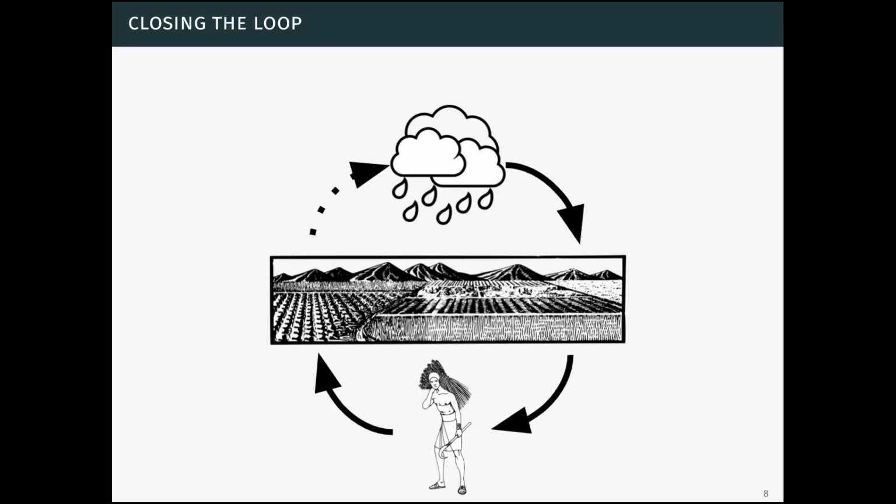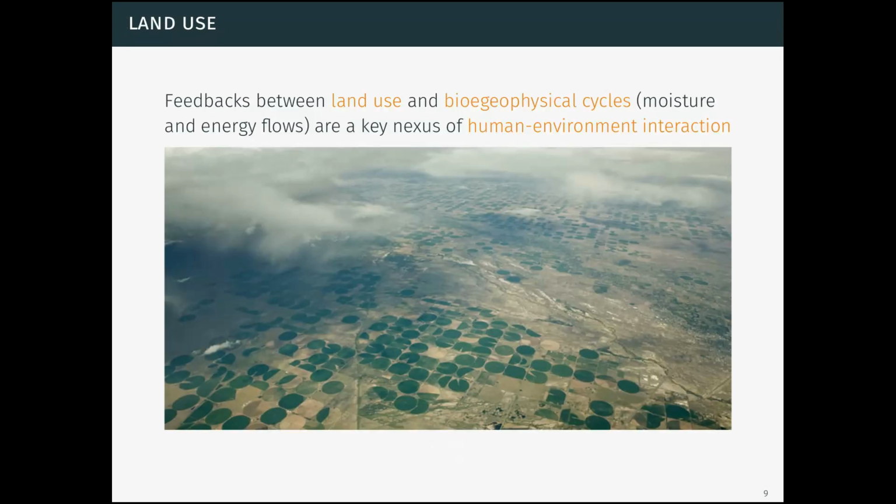But we have a less intuitive understanding of how to close this feedback loop. That is, how do the changes that we make to the land surface through things like deforestation and irrigation feed back in to alter the climate and weather systems in ways that are meaningful to us? And so this really highlights the role of land use and land cover change as a nexus of human-environment interactions, in particular because the ways that we change the land surface affect biogeophysical cycles. So that's the flow of water and energy between the land and atmosphere. And so these land-atmosphere feedbacks are really key for understanding human impacts.